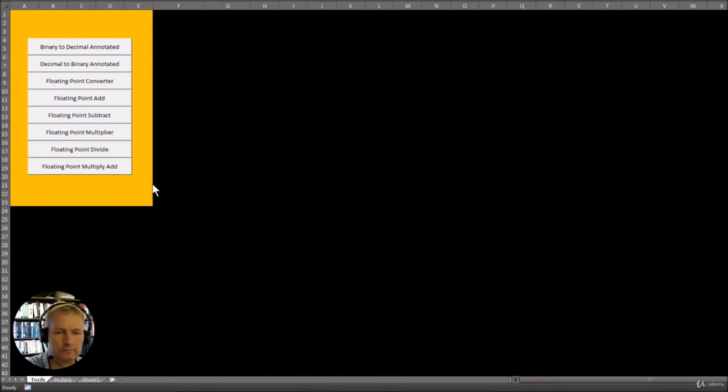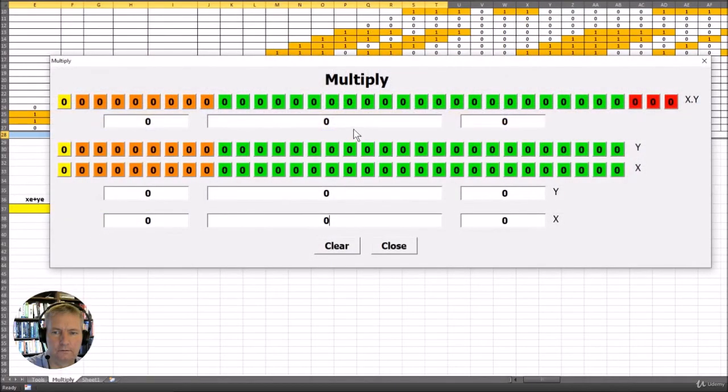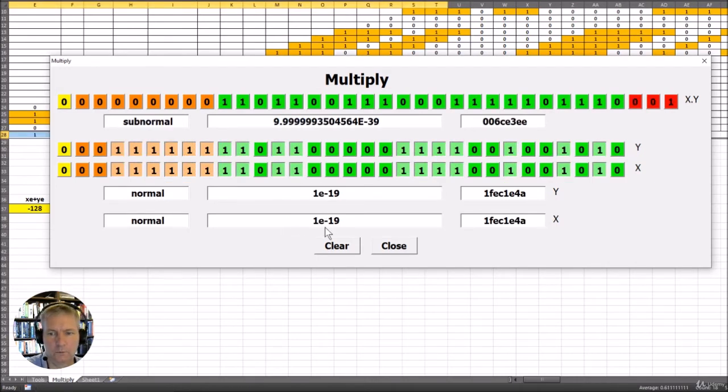So open up the multiplication tool again, and we'll put in the two values. Let's say 1e to the minus 19 and 1e to the minus 19. So we've got a normal times a normal now giving us a subnormal result. Again, we can take a note of these here, and then we'll put them into the multiplication tool in Logisim.